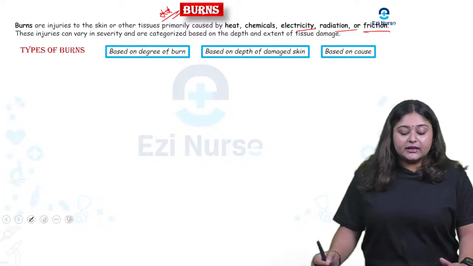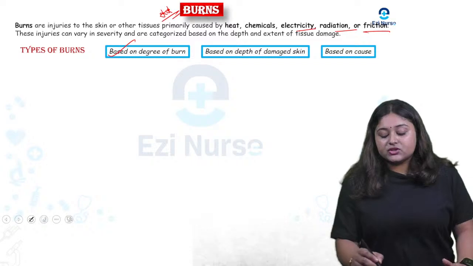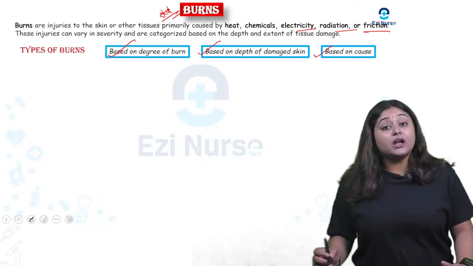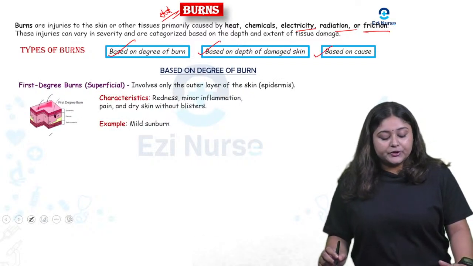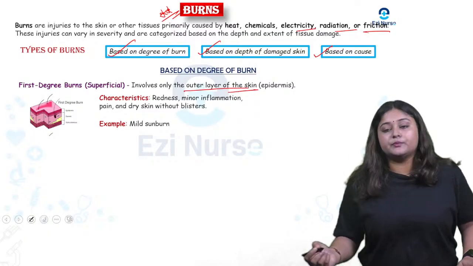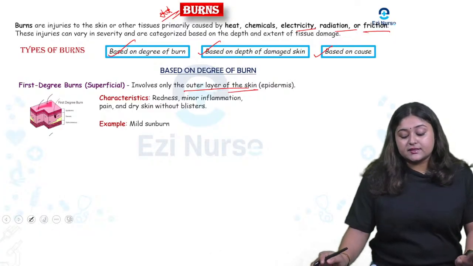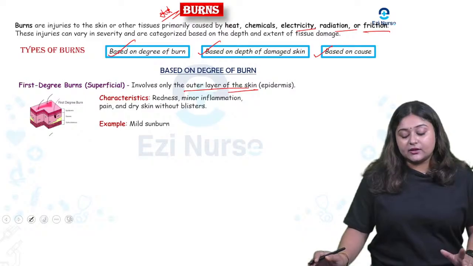Okay, so what are the types of burn? There are several types based on the degree of burn, based on depth of damaged skin, and based on the cause. So based on the degree of burn, first degree burn or superficial involves only the outer layer of the skin, the epidermis layer. So what are the characteristics? Redness, minor inflammation, pain, dry skin without blisters, an example like a mild sunburn.